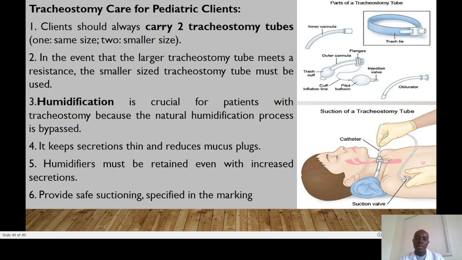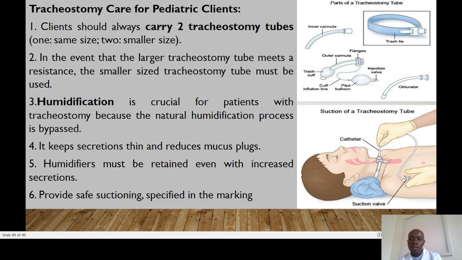So if your patient is on tracheostomy, guys, you have to ensure that the clients, or keep on encouraging them, to always carry 2 tracheostomy tubes. One should be the same size as the one that they are using, and the other one should be a smaller one, so that in the event that the larger tracheostomy tube meets a resistance, the smaller size tracheostomy tube can be used, must be used.